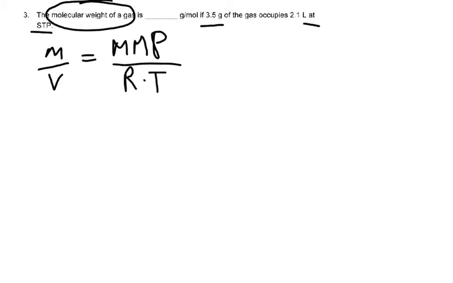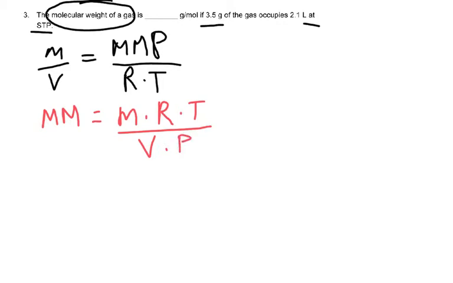So you can rearrange this equation here such that molar mass is equal to mass times R times T divided by volume times P. You have mass, you have R, you have T, you have the volume, and you have P. So it's just a matter of plugging in all of these variables.